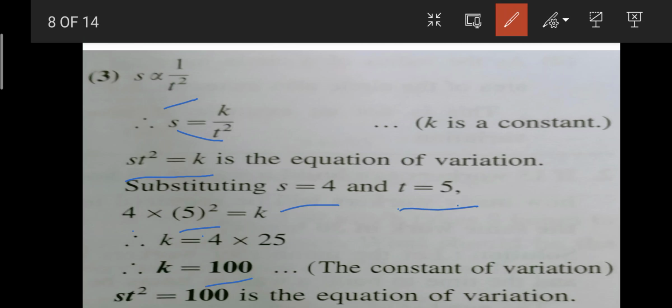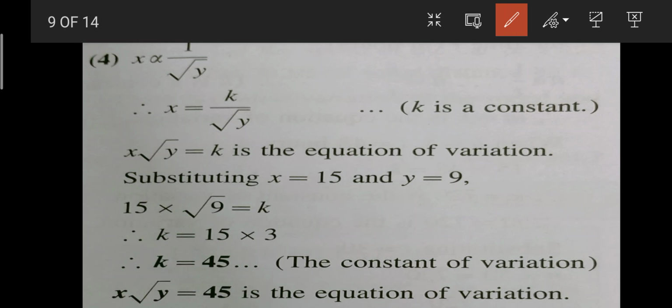Students, be careful over here. The value of T has been given, but its square value is not given. So you have to make its square and find out this answer. So S into T square is equal to 100. That is the equation of variation.